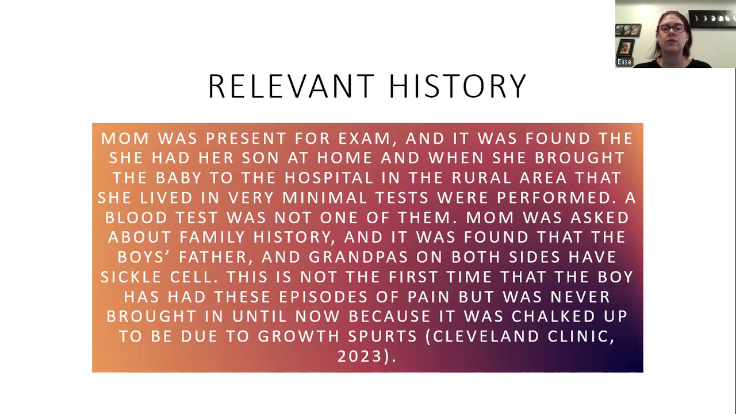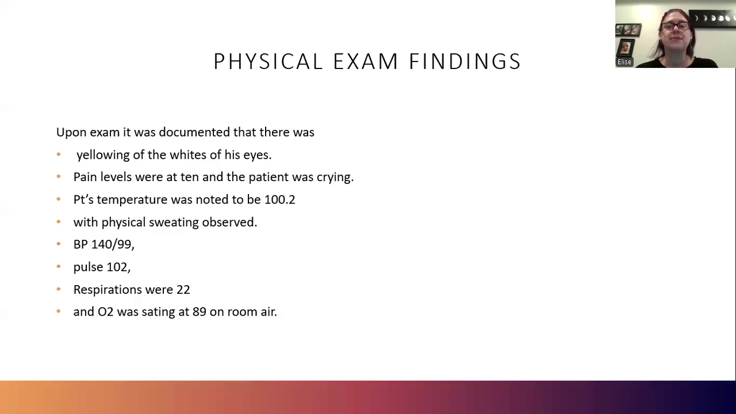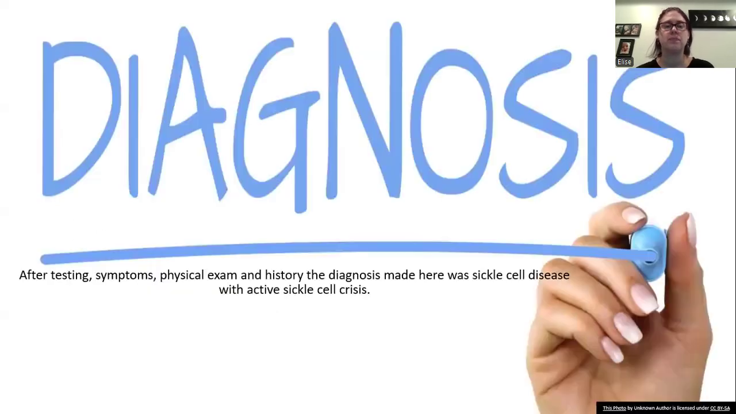Physical exam findings were yellowing of the whites of his eyes. His pain level was at a 10, and he was also crying. His temperature was 100.2. He was also physically sweating. His blood pressure was 140/99. Pulse was 102. Respirations were 22, and his O2 was sitting at 89 on room air.